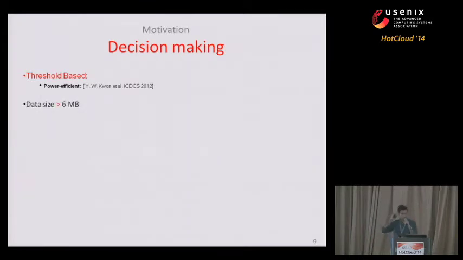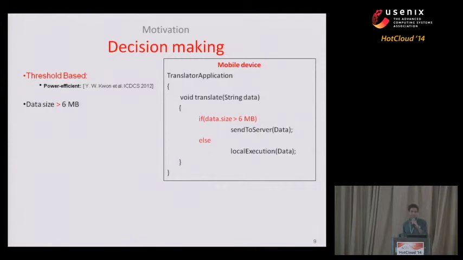The approach here is pretty straightforward. Whenever the size of the data is greater than 6 MB, they offload it. Again, continuing with the example, if you want to translate something and the size of that Chinese string is greater than 6 MB, then you should offload it. Otherwise, you should execute it locally. But the problem with the threshold-based policy is that it is very difficult to come up with a single threshold value that fits every environment.